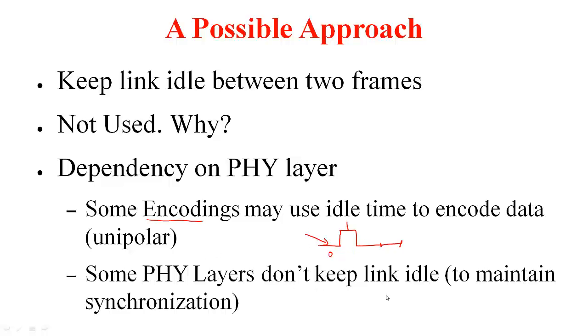Now, similarly, some other physical layers don't keep the link idle. In other words, they continuously send data to maintain synchronization between the nodes. So in other words, if you want to use this approach to separate frames, then you cannot use some of these encodings. So if you want to use these encodings, you need to come up with some other approach. So can you think of another approach? Here is a hint, bookmarks.